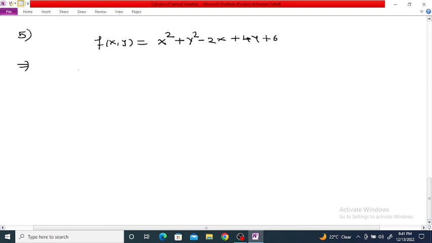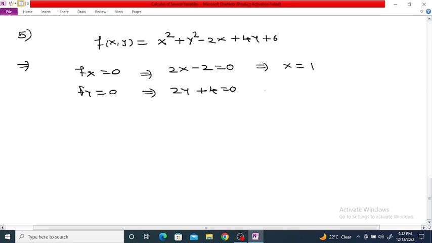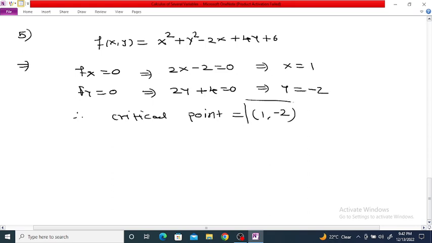So for the extreme points, that is for critical points, we want to determine the critical points here, extreme values. So f_x equal to 0 implies 2x minus 2 equal to 0, and f_y equal to 0 implies 2y plus 4 equal to 0. So this implies x is equal to 1 and y is equal to -2, and therefore the critical point is (1, -2). So this is the answer.